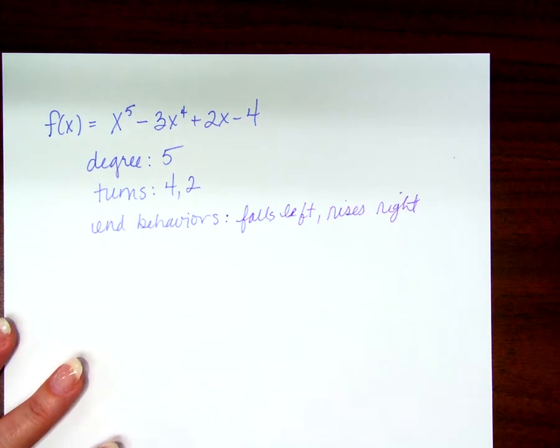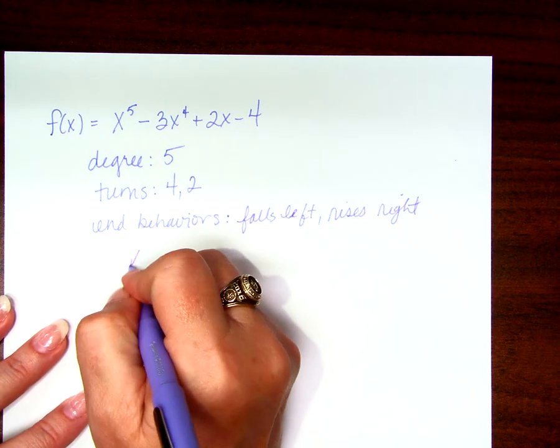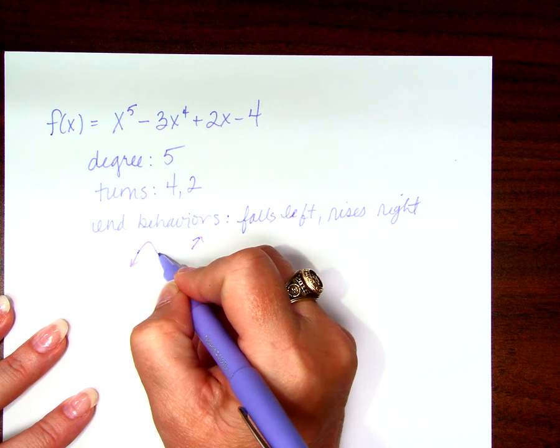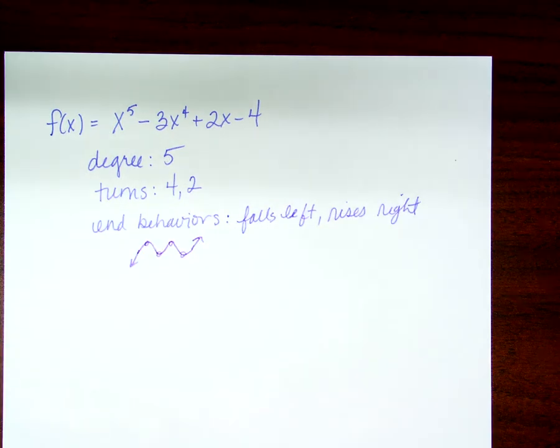And now I want the graph. I don't want the official graph, because that's practicing your button pushing skills. I want this. Falls left, rises right. Maximum of turns is 4. 1, 2, 3, 4. Done. You don't have to show both of them. You can just show one. That's fine. Okay? The maximum number of turns would probably be the best idea, yes.